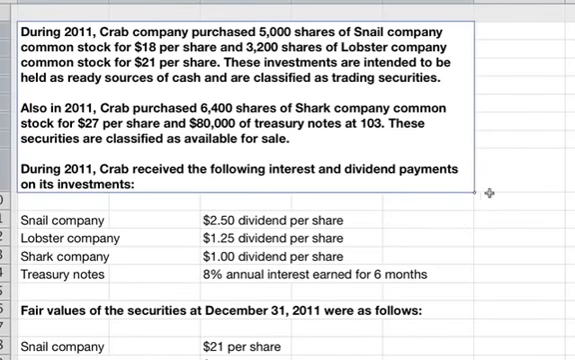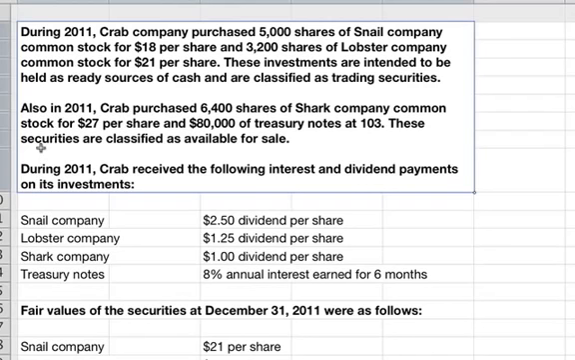This is an example problem about accounting for debt and equity securities. The problem states, during 2011, Crab Company purchased 5,000 shares of Snail Company common stock for $18 per share and 3,200 shares of Lobster Company common stock for $21 per share. These investments are intended to be held as ready sources of cash and are classified as trading securities.